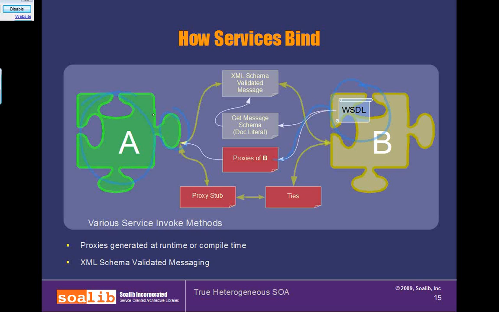The third approach is to generate a SOAP message. The first approach is the proxy. The second approach is the tie and stub generation, which is usually done by the server. But the third approach is to generate the SOAP message at runtime. We will not discuss that one because that is usually used by the BPEL engine. The BPEL engine uses the third method.